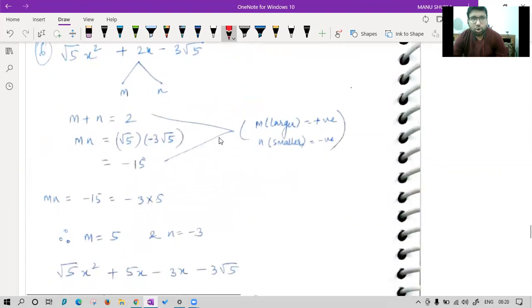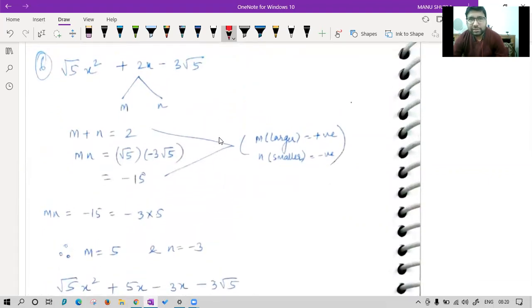Now, question number 6 was very simple. In this, a is root 5, c is root 5, and b is 2. Sorry, c is minus 3 root 5. My mistake. C is minus 3 root 5.